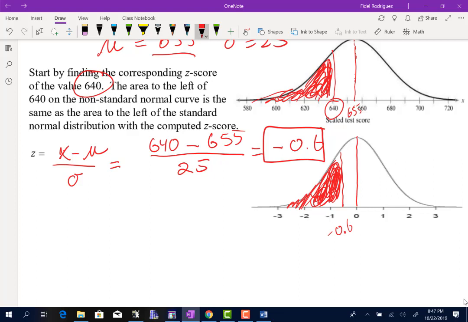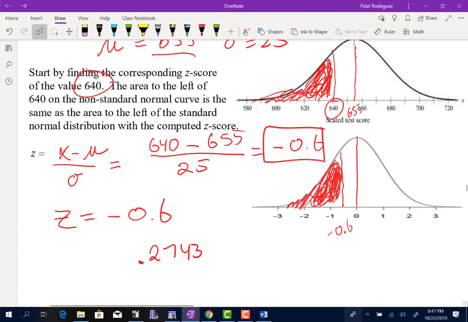So, guys, those of you who like the table, what you're going to do is you're going to say, okay, let's use our table, and let's go to negative 0.6. So if I use my table, and I'm just going to look at it here on the one that I actually have, 0.2743. Does that make sense? So yes, isn't it 0.2743? Right? Okay, so that is the area to the left, right?